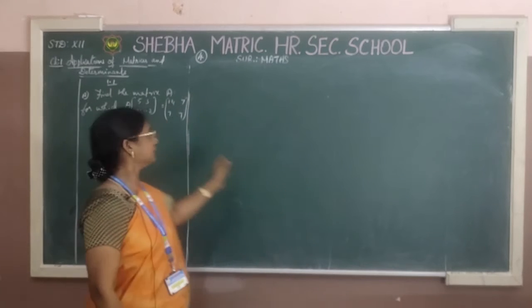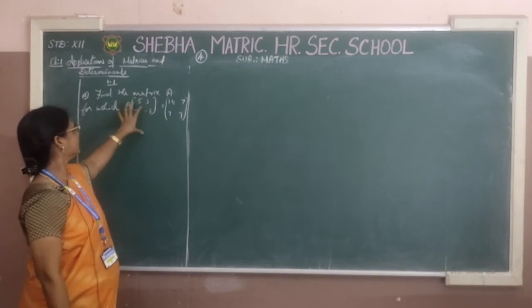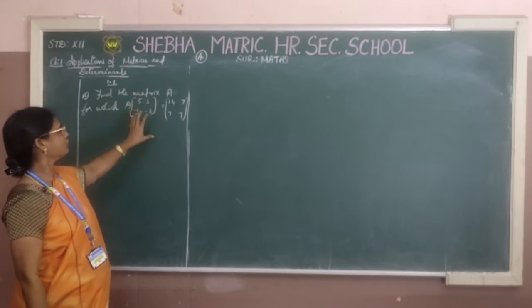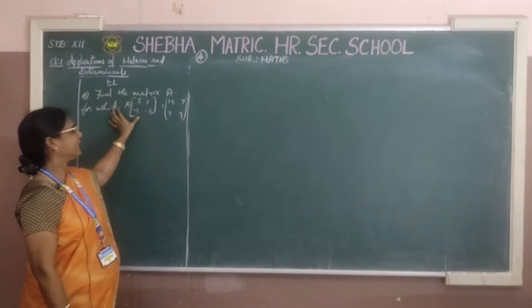Next, let us see the 12th sum. The 12th sum is given like this. Now, we have to find from this A.